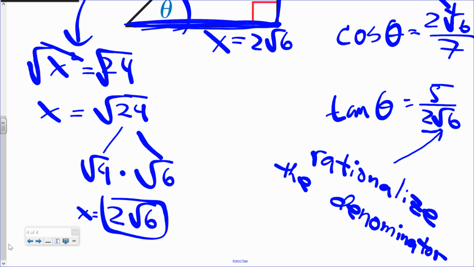I'll cross that bridge when we get to it, but here we go. Let's rationalize the denominator. Here's how you do it. Here's how we do it.